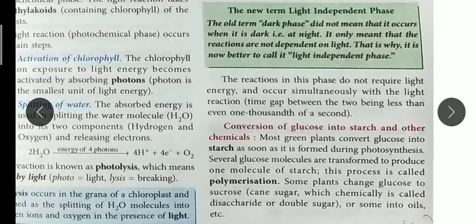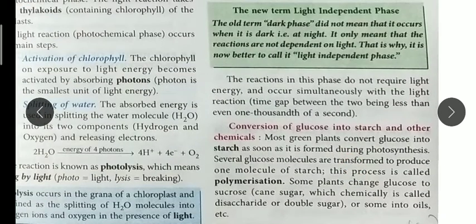So there are different types of carbohydrates: sucrose, lactose, starch, glucose. Some are mono, some are di, some are poly. You will learn this in the higher classes, the differences between the carbohydrates.